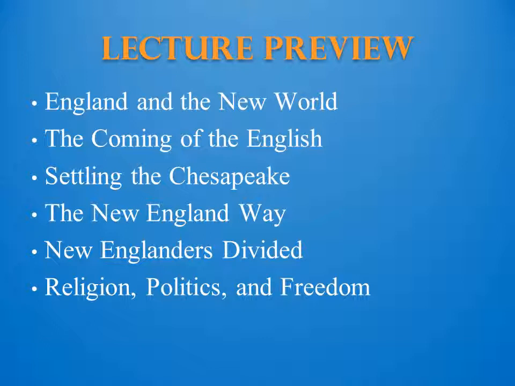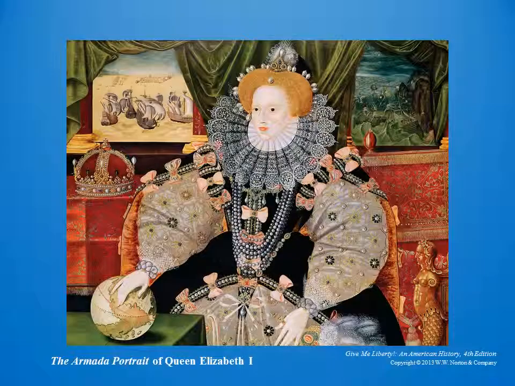These are some of the topics we're going to be talking about in Chapter 2, England and the New World: Coming of the English, Settling the Chesapeake, New England Way, Division amongst the New Englanders, and religion, politics, and freedom.